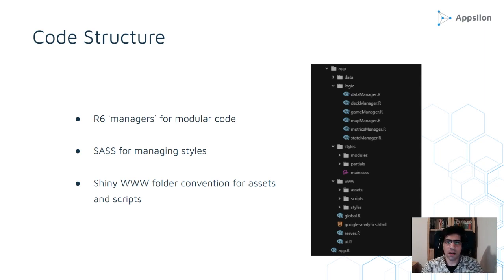For styling, I used SASS. SASS is basically an upgraded version of CSS that lets you use a lot of the things that you are used to as a programmer, such as variables and loops, that you don't really have access to in your normal CSS code. And finally, I also used heavily the www folder from Shiny, mostly for assets, but also for scripts and for the generated CSS styles.